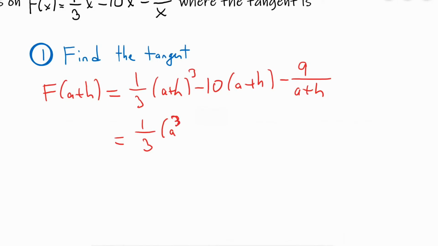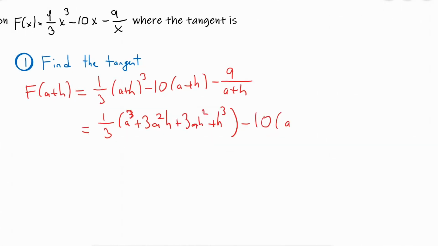A cubed plus 3a squared h plus 3ah squared plus h cubed. You guys can just expand it. I'm not going to do that in this video. It's just a plus h times a plus h times a plus h, or you can use the formula. So then I have negative 10 times a plus h, and then minus 9 over a plus h.